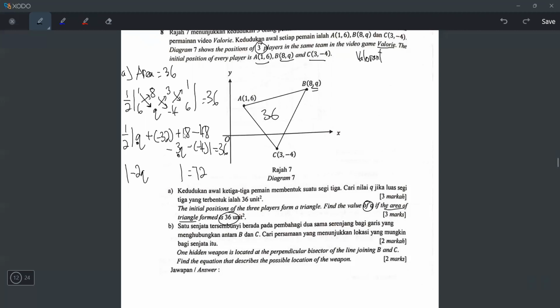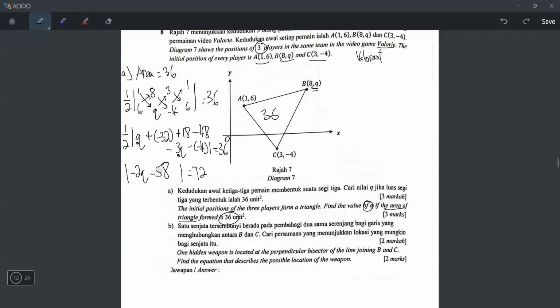And then the number here I can punch in my calculator. What is negative 32 plus 18 minus 48 plus 4? Let's check. Negative 32 plus 18 minus 48 plus 4. So I get negative 58. Right? And then the 1/2, I told you already, I already moved to the other side, becomes times 2. So now I will just solve for Q.